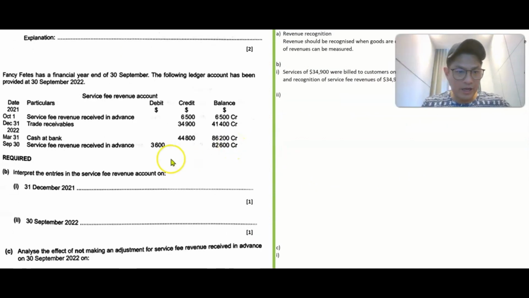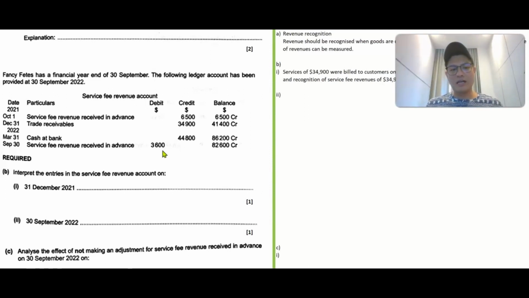Okay, now let's look at part 2. So part 2 is saying, hey, what happened on the 30th September 2022? So let's look at what happened in the service fee revenue. It's debited for 3,600, and the corresponding account is service fee revenue received in advance, right? So when you're debiting a service fee revenue, and we have said that it's credit in nature, you are reducing the balance of the service fee revenue, and you are bringing that 3,600 that you're reducing. So you're taking this balance away from the service fee revenue and bringing it to a service fee revenue received in advance account.